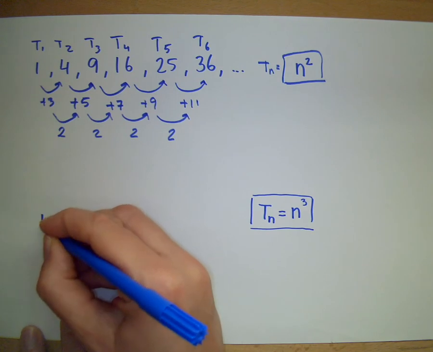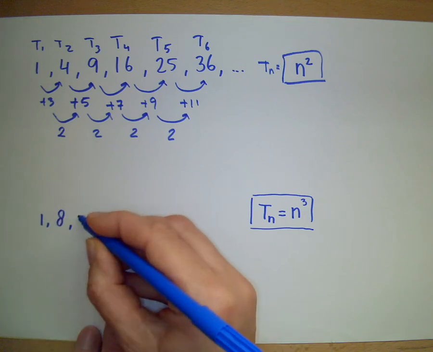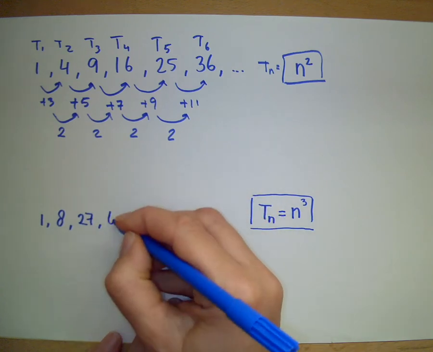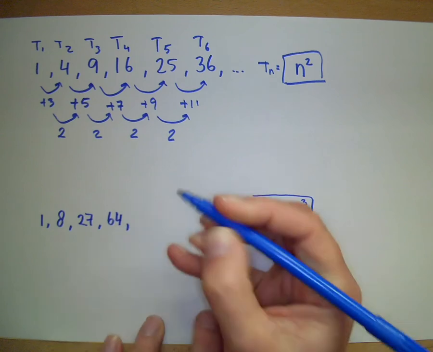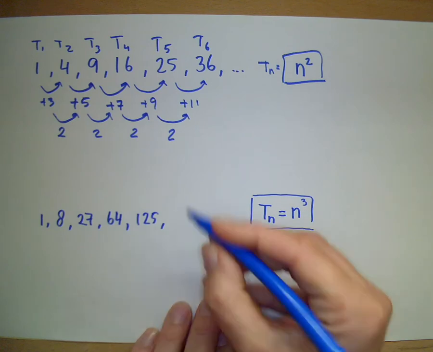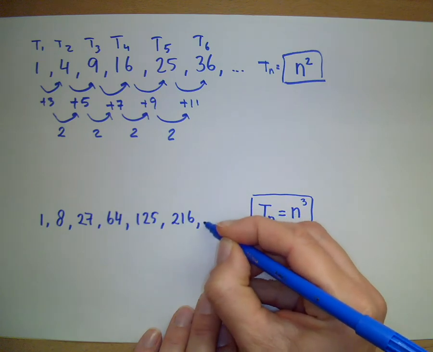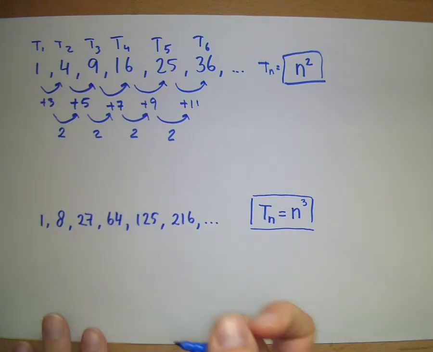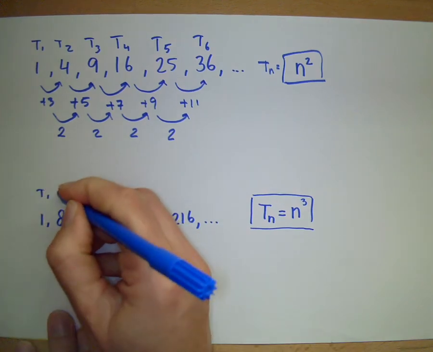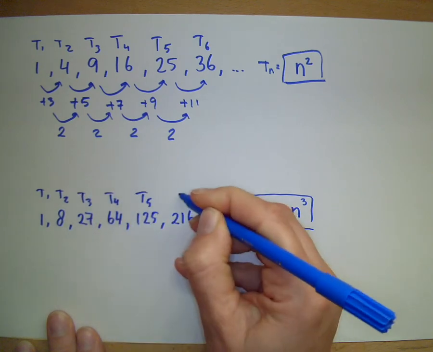1 cubed is 1, 2 cubed, 2 times 2 times 2, is 8, 3 cubed, 3 times 3 times 3, is 27, 4 cubed, 4 times 4 times 4, is 64. The fifth term, 5 times 5 times 5, 5 cubed is 125. The sixth term, 6 times 6 times 6 is 216. I'm doing this all in my head. Right. Let's write this above it. Second term, third term, fourth, fifth, and sixth.